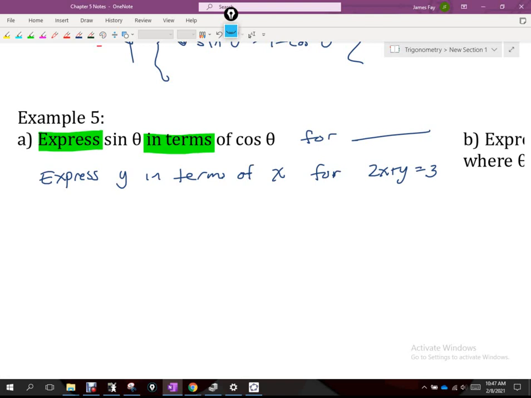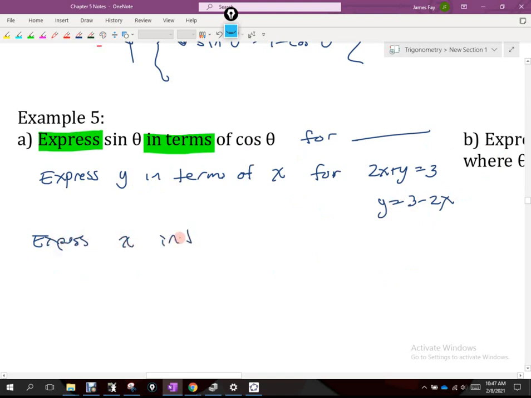What variable does that tell me to solve for? Express y, so solve for y, in terms of x, meaning x then is the only thing that y is going to be dependent on. Does that make sense? Okay, so express y in terms of x would mean I'm going y equals 3 minus 2x.